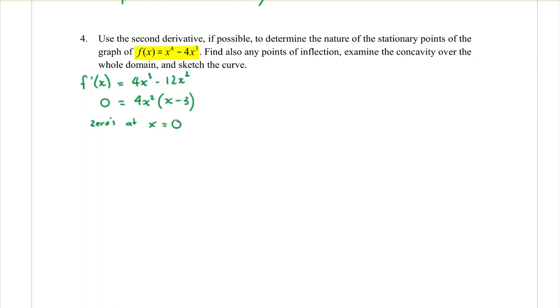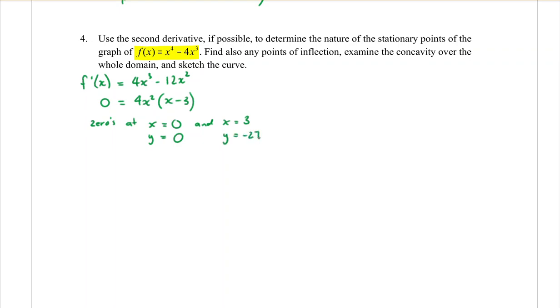From here, the other 0 is 3. So x equals 0 and x equals 3. Straight away, find the y values of those points. Y equals, sub back into the original equation. Putting 0 in here, we get 0. Putting 3 into there, 3 to the power of 4 minus 4 times 3 to the power of 3 is minus 27.